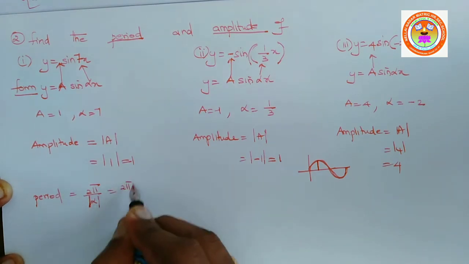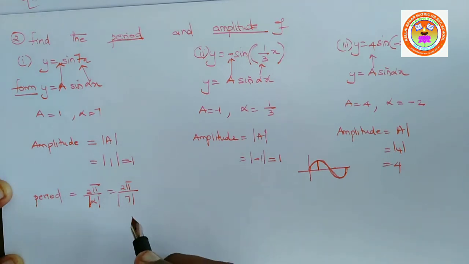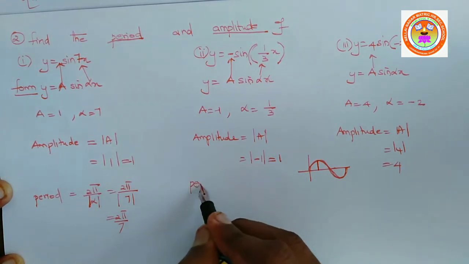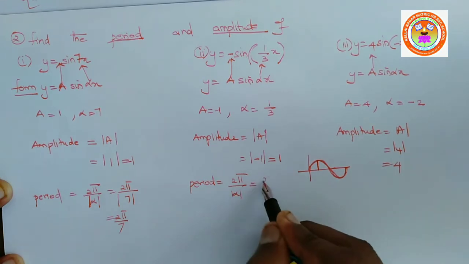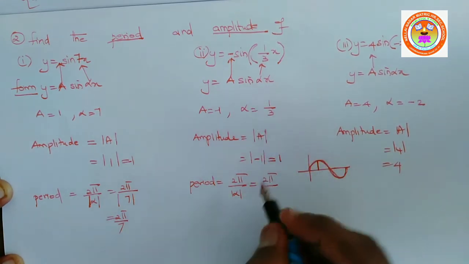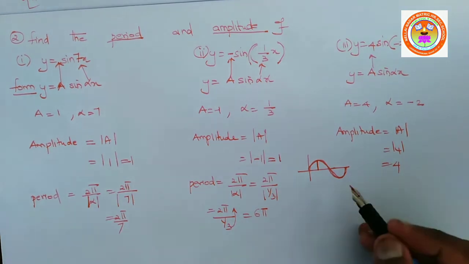So 2 pi divided by modulus of alpha. What is alpha here? 7. Modulus of 7 is nothing but 7. You can write the answer as 2 pi divided by 7. The same period formula: period is equal to 2 pi divided by modulus of alpha. Alpha is 1 by 3, modulus of 1 by 3. So 2 pi divided by 1 by 3, this 3 moves upward, so it multiplies: 2 threes are 6 pi.